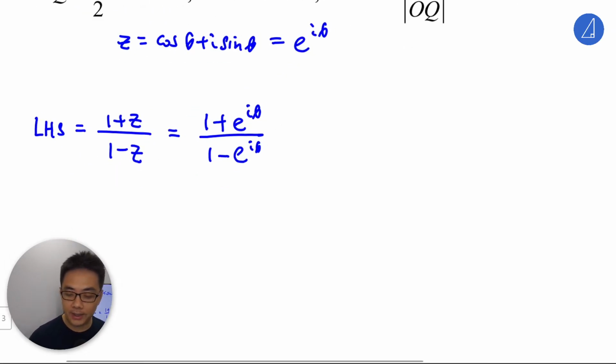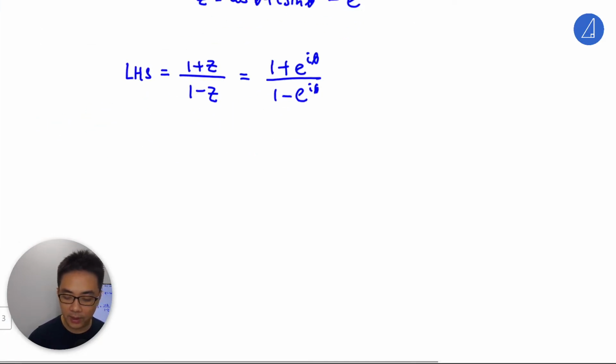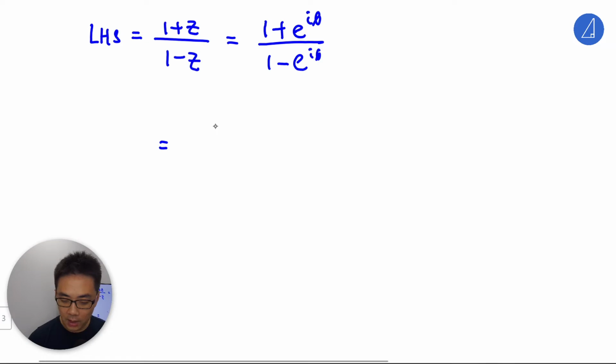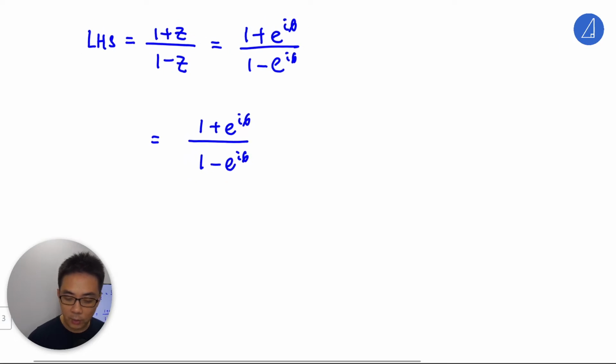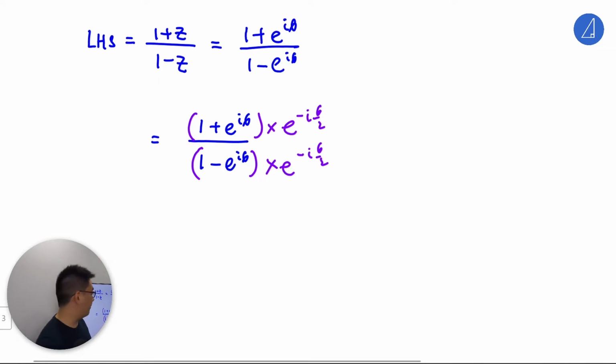Now there are a few ways. Some students like to multiply. Okay, I'll just show the 2 ways. So whichever method you prefer, you just stick to it. Some students like to multiply. So I like to multiply top with e^(-i theta over 2). My whole goal here is so that the power becomes half. So this is method 1. You understand why method 1?